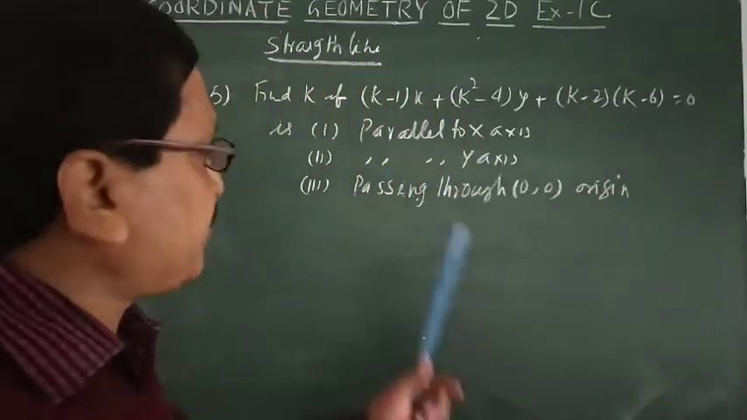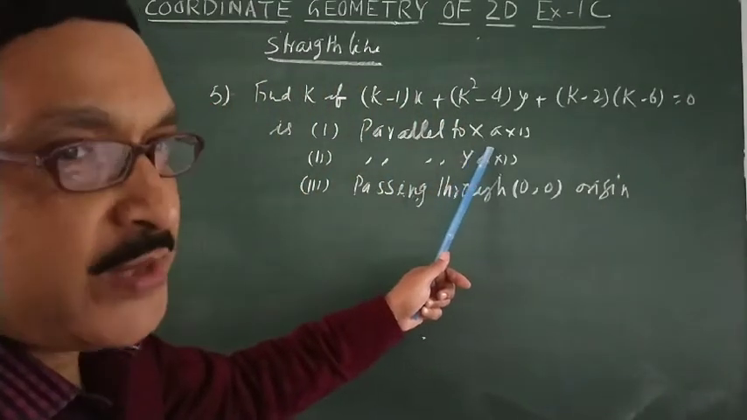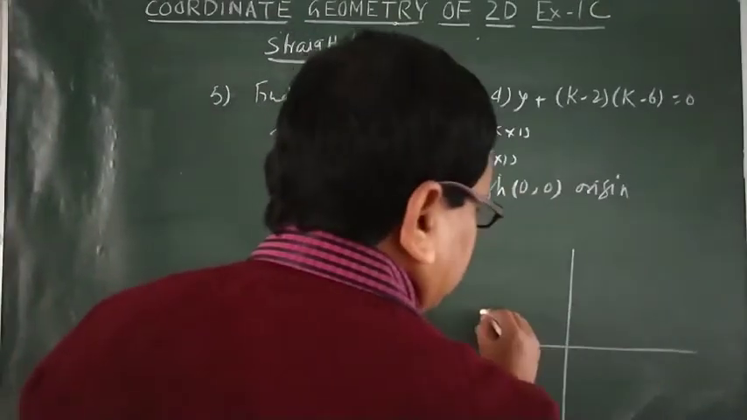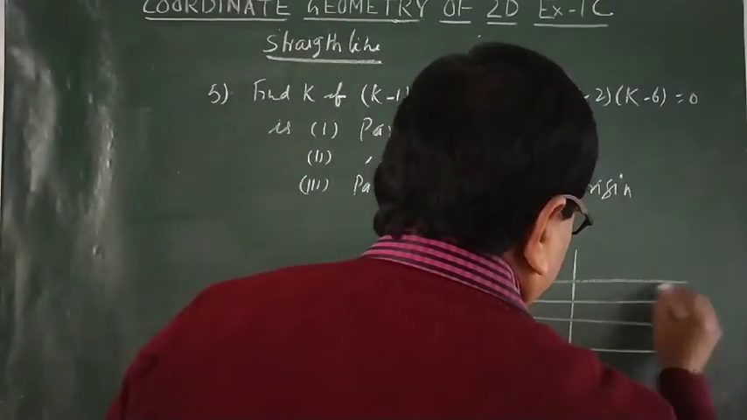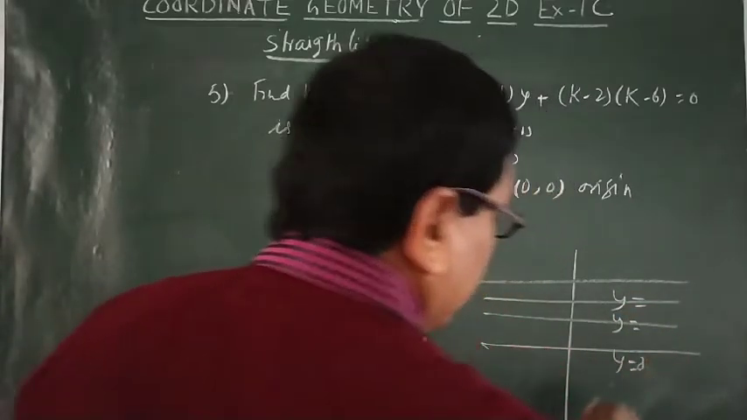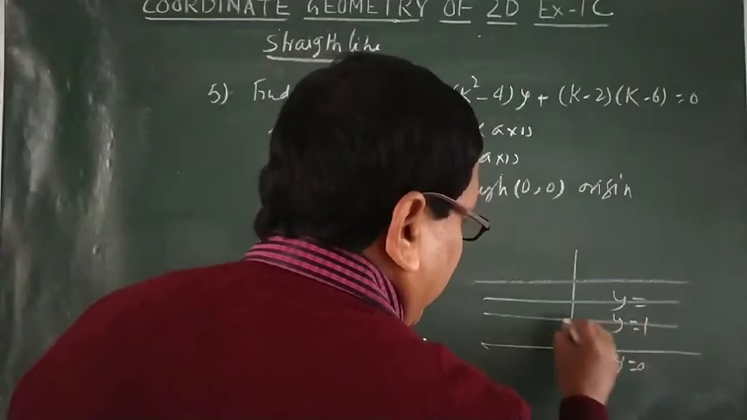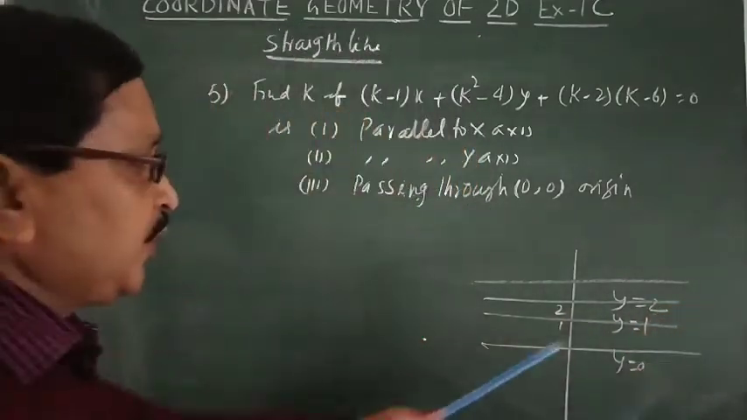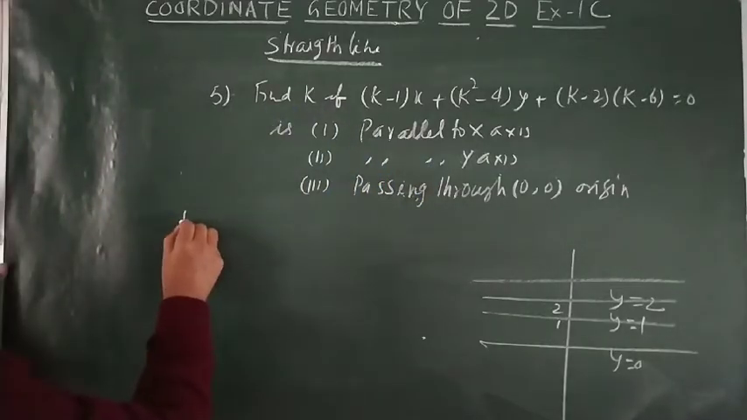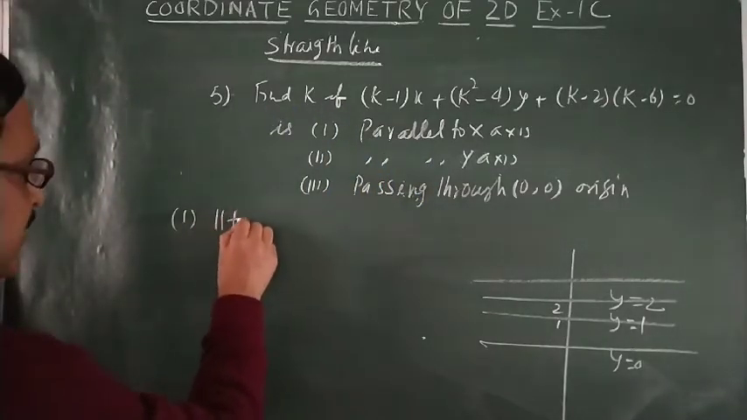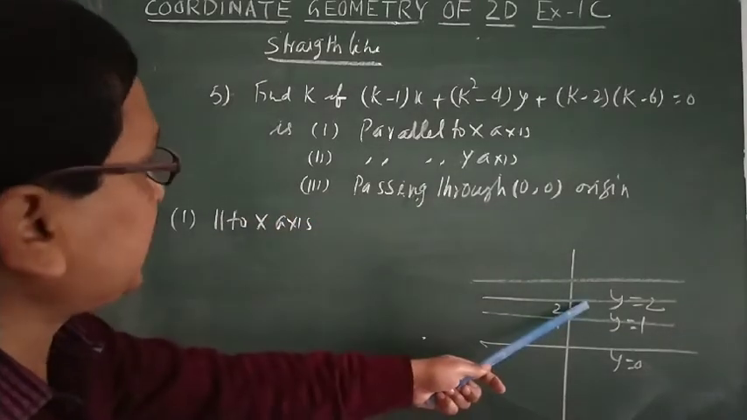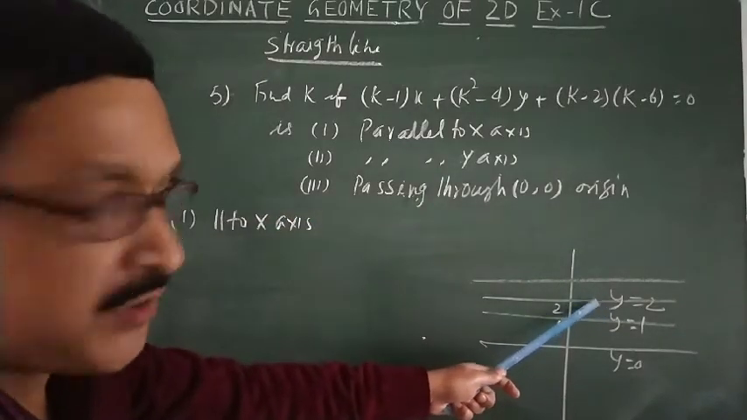Origin. Now we have to do the problem parallel to x-axis. There is a condition: if the line is parallel to x-axis, y equal to 0, y equal to 1, y equal to 2. So the coefficient of x must be 0 for the first case. First, parallel to x-axis, the coefficient of x is 0, x does not exist.